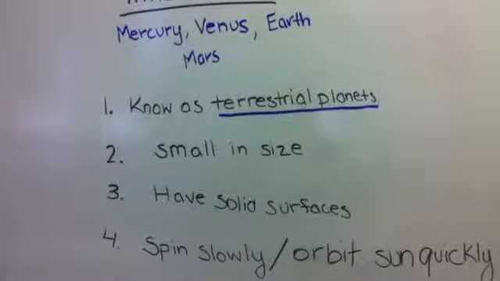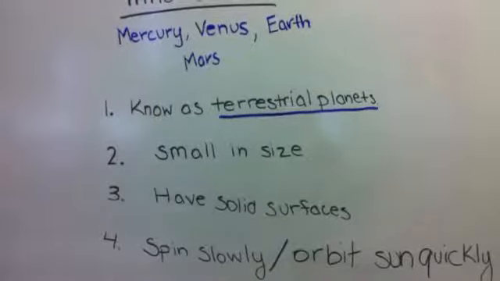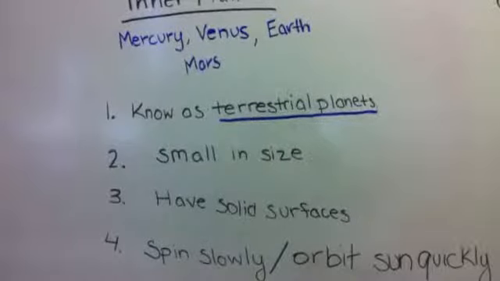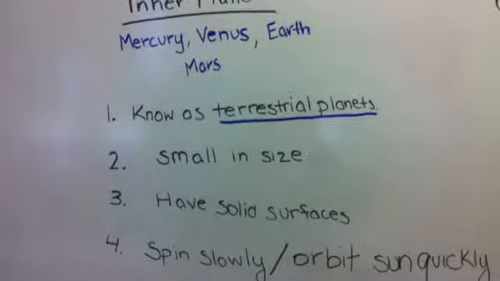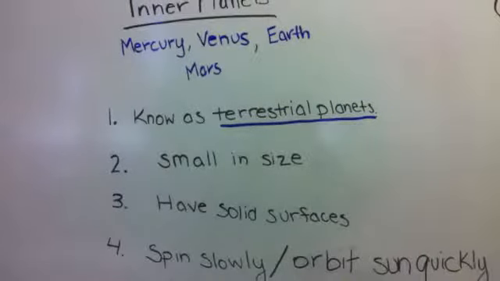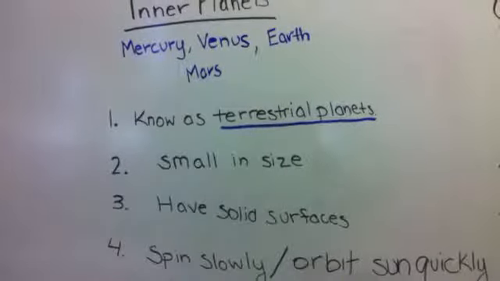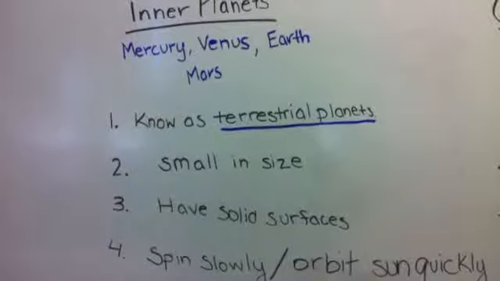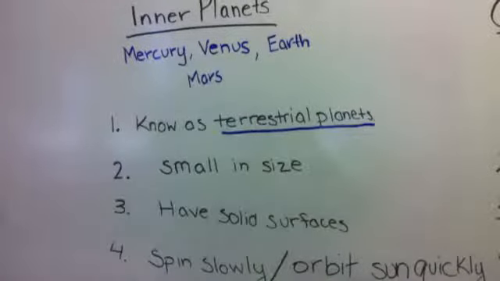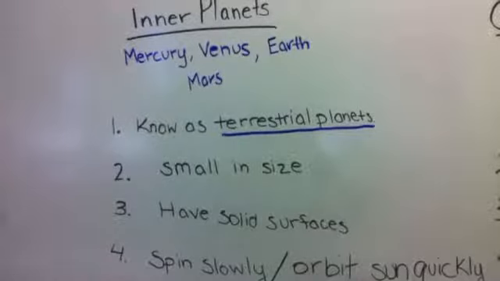Compared to the outer planets, inner planets spin slowly. For example, Venus takes 243 days to spin on its axis. On the other hand, inner planets orbit very quickly because they are so close to the Sun. It only takes Mercury 88 days to orbit the Sun, compared to Earth's 365 days.